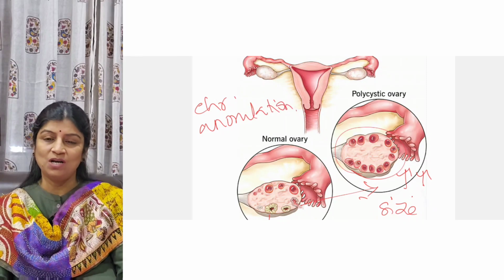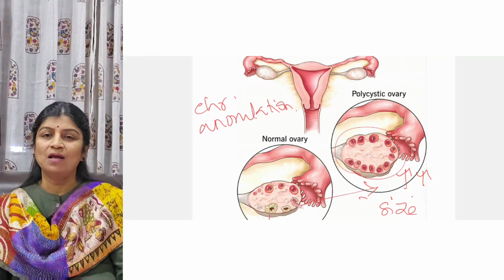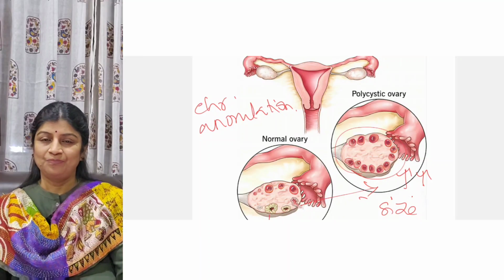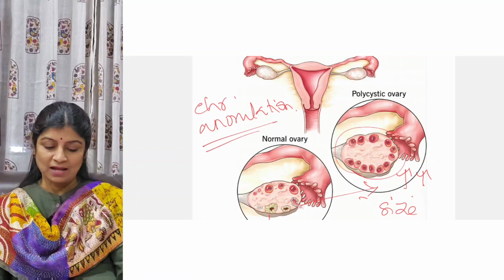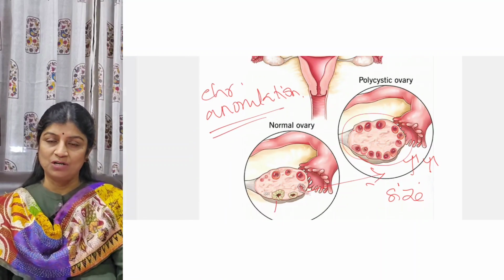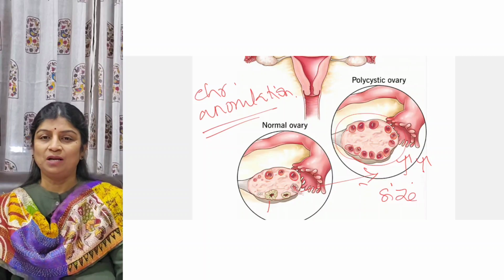There is no ovulation happening at regular intervals, which is supposed to happen around the 14th day. But in polycystic ovarian syndrome, the characteristic feature is chronic anovulation. Because of the chronic anovulation, the cycles will be irregular.